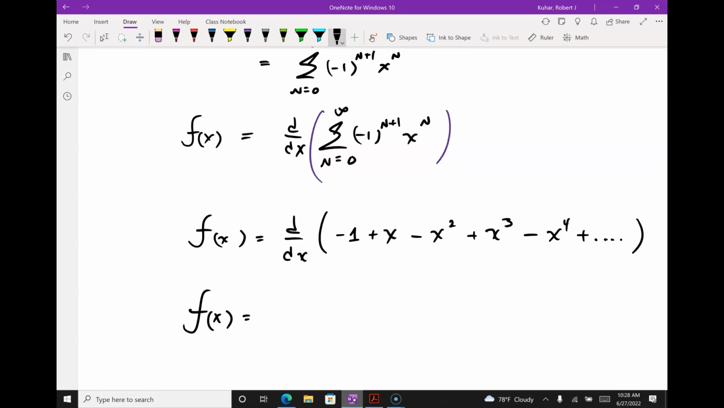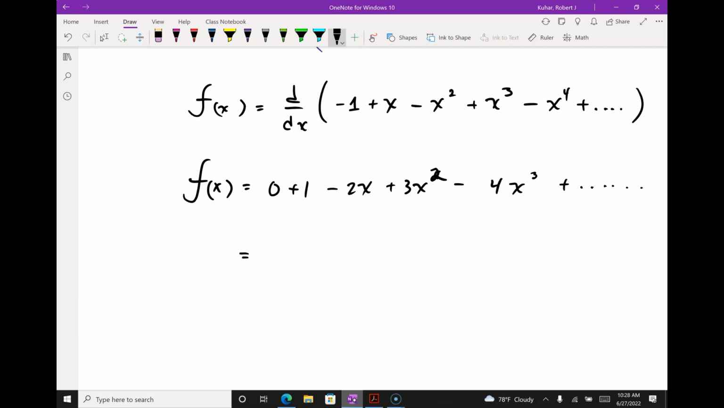What happens to the derivative of negative 1? Yep. So I've got 0 plus 1 minus 2x plus 3x squared, right? Minus 4x cubed plus etc. So I certainly don't need the 0. And now I write my series.